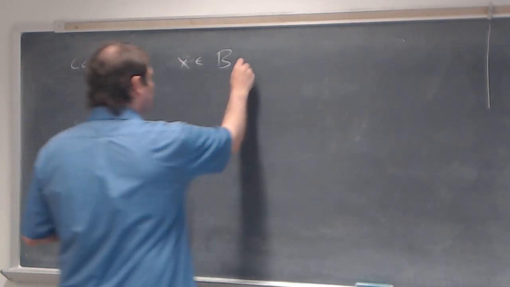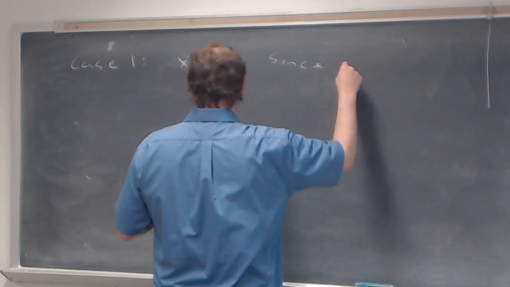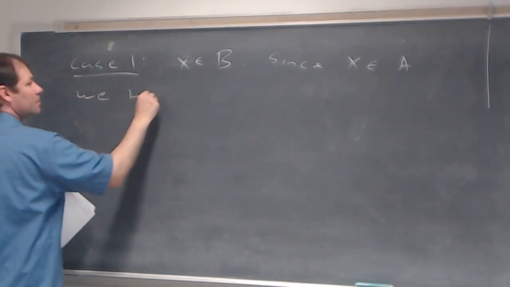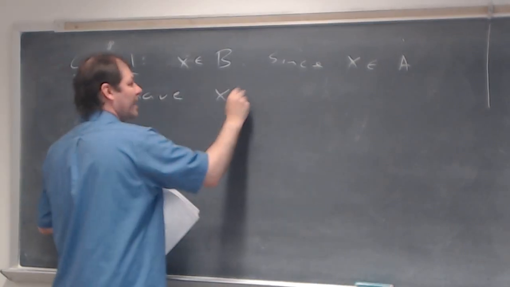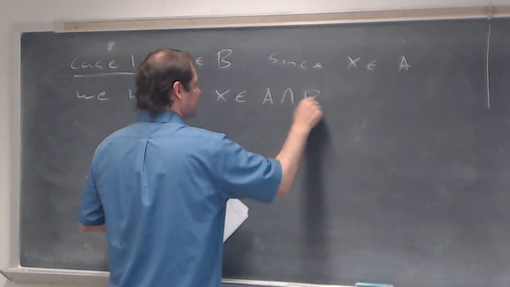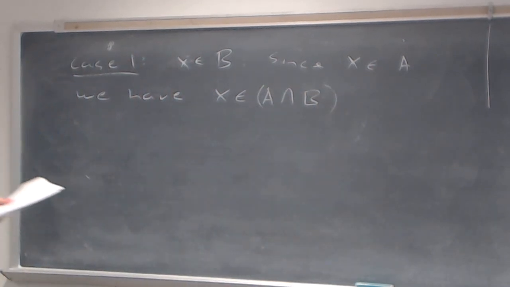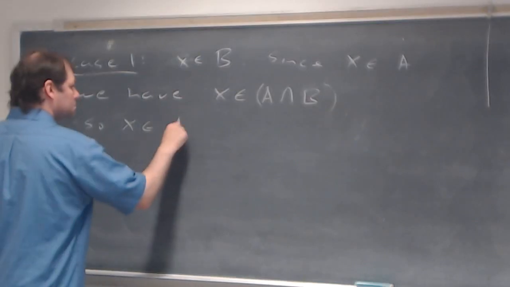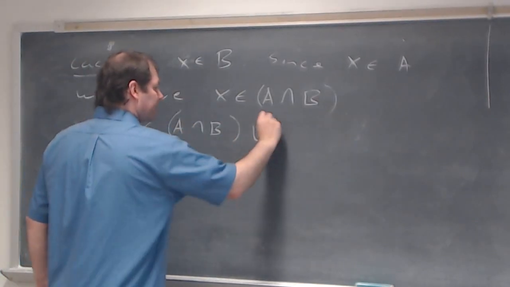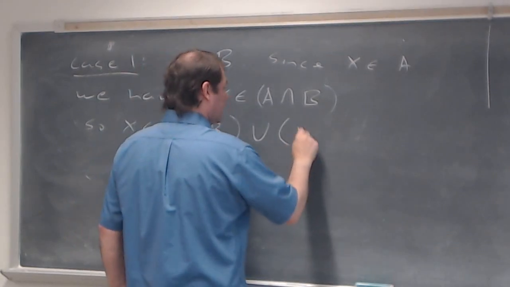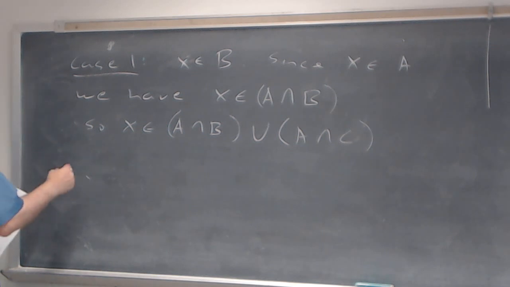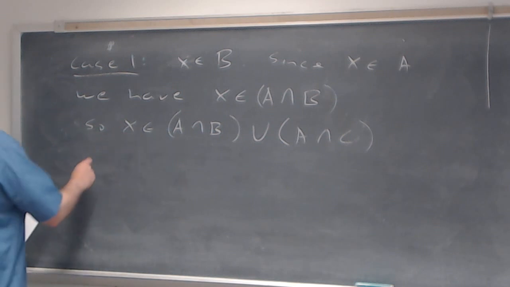And so, since X is in A, we have that X is in both of them, so X is in the intersection A intersect B. If X is in that set, it's in that set union anything. And in particular, I'm going to union it with A intersect C. So that's a true fact. And so we have shown that if you give me something in the left-hand set, it's got to be in the right-hand set in this case.